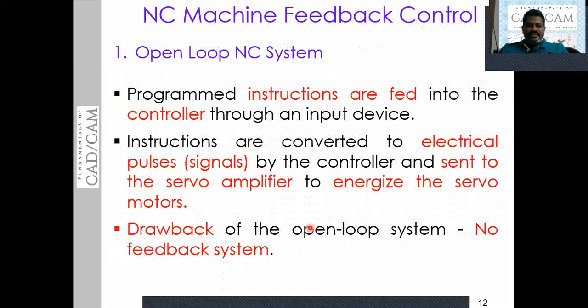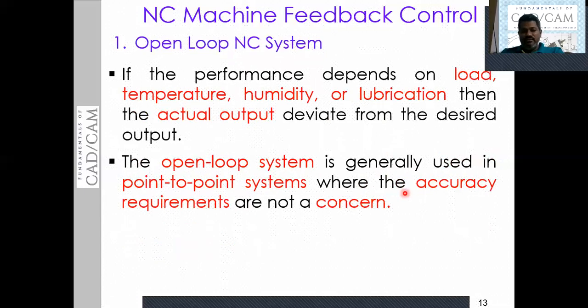In an open loop NC system, the programmed instructions are fed into the controller through the input device. The programmed instructions, meaning commands, are converted by the controller into signals in the form of electrical pulses, and sent to the servo amplifier to energize the servo motors. We can observe this in a figure.